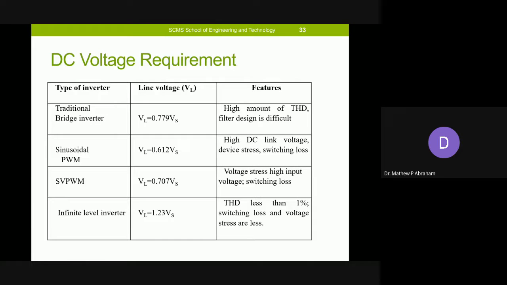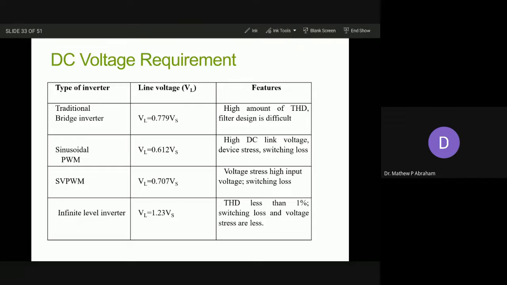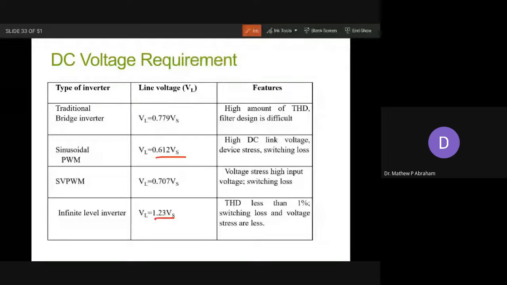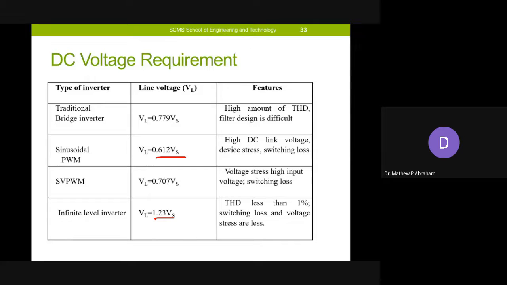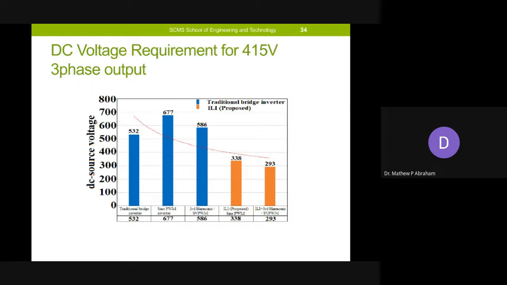This is just a comparison. Using this topology, we get an output voltage as high as 1.23 times our source voltage, whereas in a traditional or PWM one, we get only 0.612 times the voltage, right? So this is a comparison of the voltage level requirements.